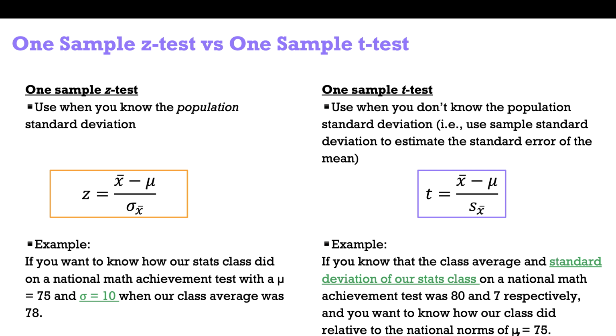On the other hand, we might have a one sample t-test when you don't know your population standard deviation. An example would be, if you want to know the class average and standard deviation of our stats class on a national math achievement test was 80 and 7 respectively. So we know that our class's average mean was 70 and our class's standard deviation was 7. And you want to know how our class did relative to the national norm with a mean of 75. Okay, so in this one we can see that we do not have our population standard deviation, so we would need to run a one sample t-test.